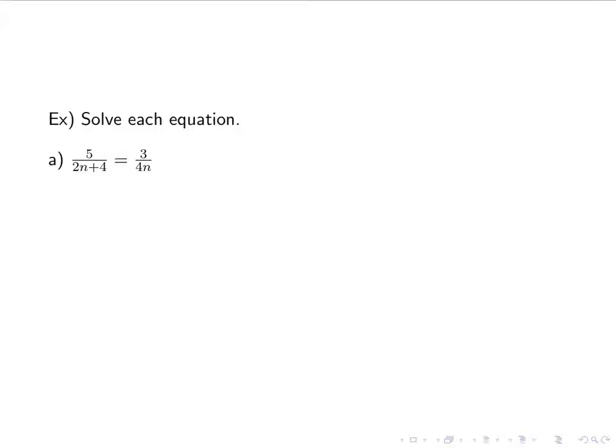Okay, so let's try another one. 5 over 2n plus 4 equals 3 over 4n. I need to factor. Right, the right-hand side is already factored, but the left-hand side I can take out a 2. So we have 5 over 2 times n plus 2 equals 3 over 4n. Remember that 4 is 2 squared, so our prime factors are 2, which is raised to the 2, n, and n plus 2. So our LCD is 4n times n plus 2. Don't put 8, right? 2 is already part of the 4. So the LCD is 4n times n plus 2.